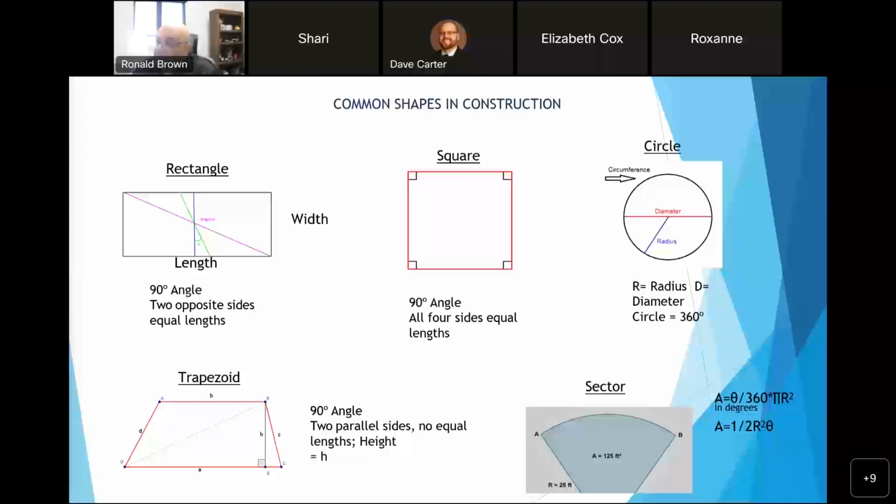Some areas may be broken down into a trapezoid shape, which has two parallel sides but no equal length. Rarely you may run across the sector. We're not going to really discuss the sector very much because it's extremely rare to run across that for an area measurement.